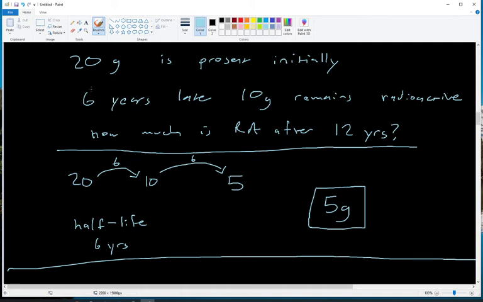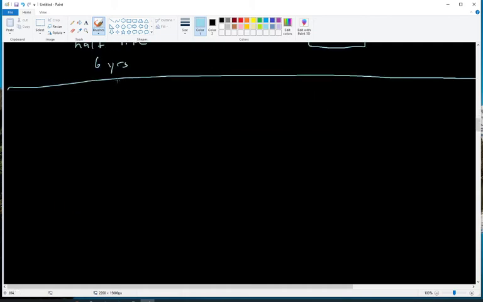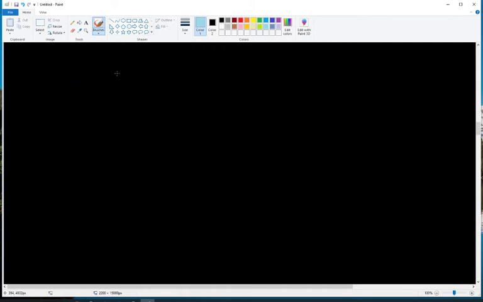All right, so now we're going to look at a carbon dating problem. So for carbon dating, we get this equation, y equals y naught e to the negative 0.0001216t.